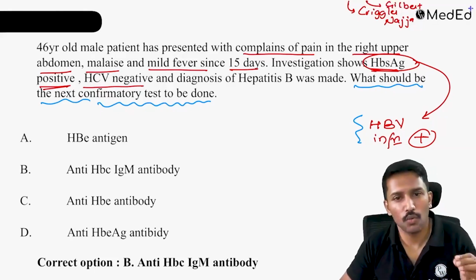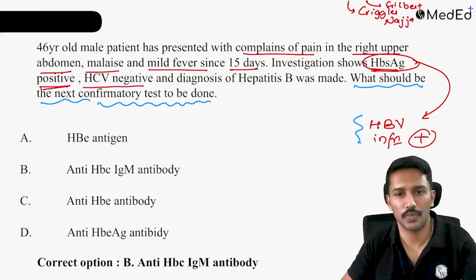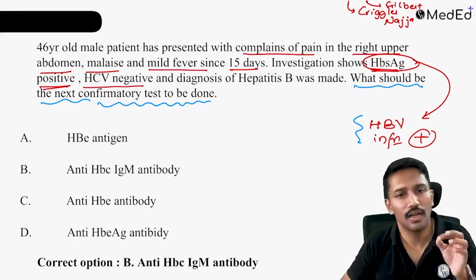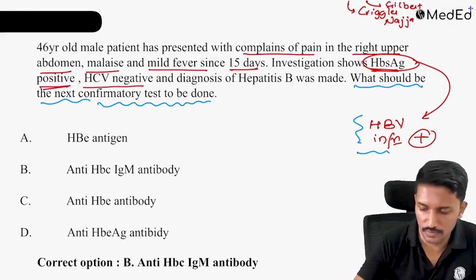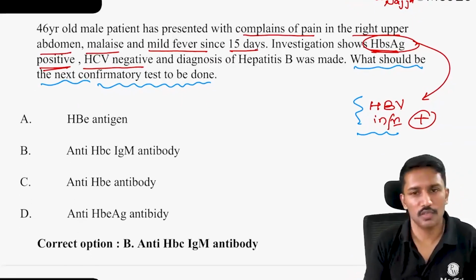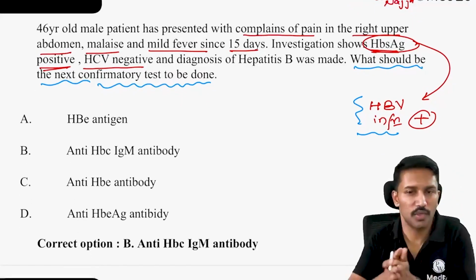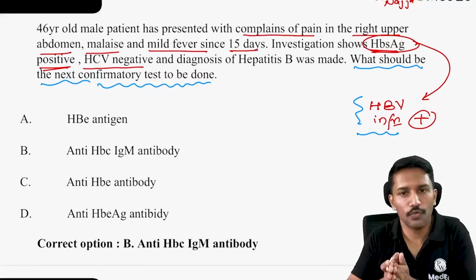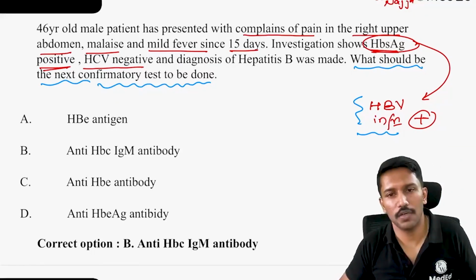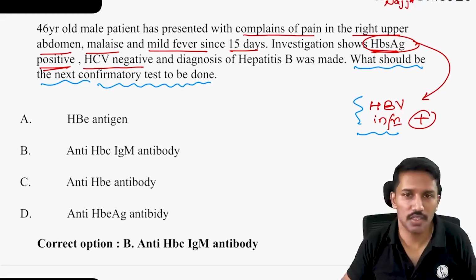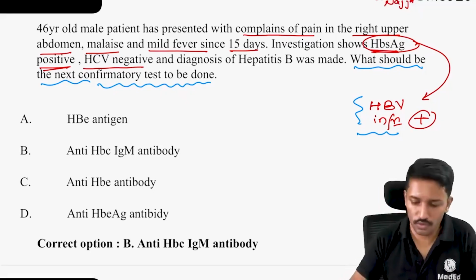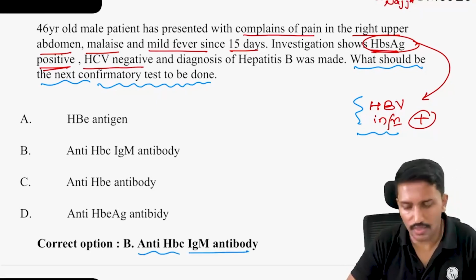Ideally, the question should be what is the next step. The next step is to look at the anti-HBC IgM. Why am I interested in anti-HBC IgM? The moment you say HBsAg is positive, that means there is an active hepatitis B infection. I need to know whether this is an acute, recently acquired infection or a long-standing infection. The best distinguishing test would be the anti-HBC, IgM and IgG, right?